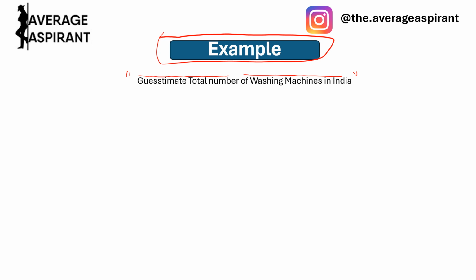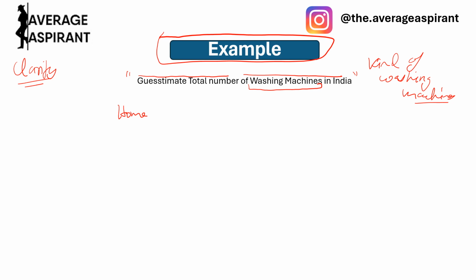So what was the first step? Our first step was clarify. Now you need to clarify with the interviewer what kind of washing machines you are talking about, right? What kind of washing machines? There are washing machines which are at our homes. There are washing machines in, let's say, hostels. There are washing machines in hotels, and there are many other areas where washing machines are operational.